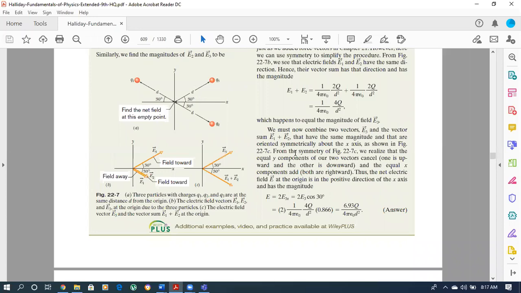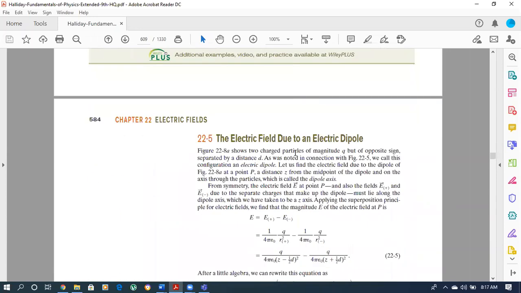So we will see today, we'll try to solve some problems. Similarly, the electric field due to an electric dipole.